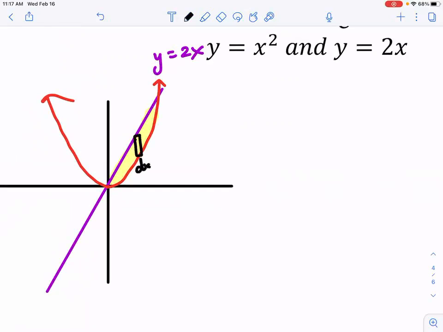Now, good news is on the quiz next week, I'll give you graphs to where you'll have an x and y axis. Okay. So we have a problem. We don't have an interval. How will we know where to start and stop our interval? How do we find where they intersect? Set them equal to each other. So they intersect at 0 and 2.